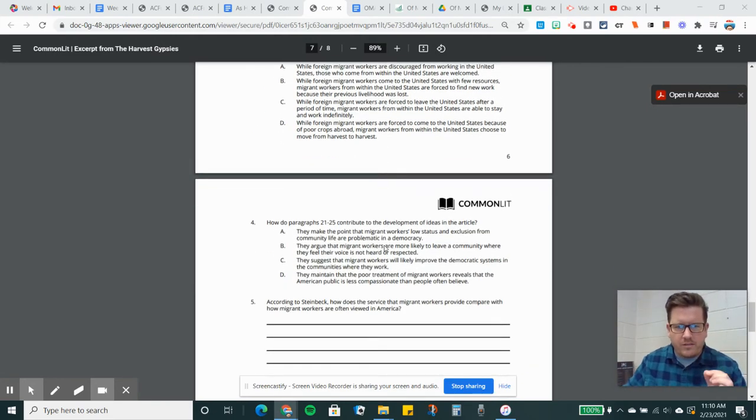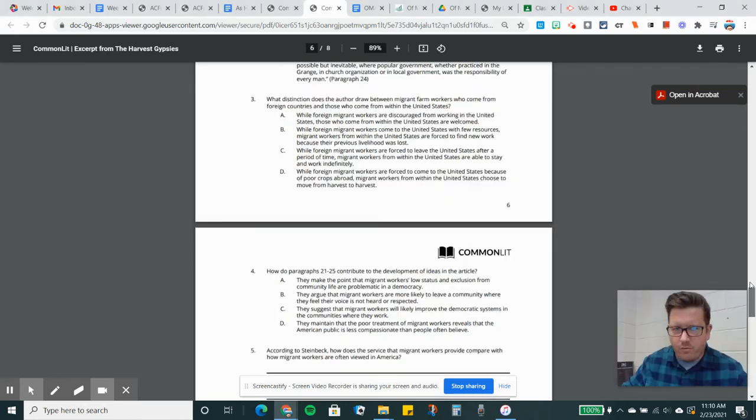All right, number four, go back to paragraphs 21 and 25, and we're going to consider how they develop the ideas in the article. So this kind of gets back to theme. What is his purpose of the article? He kind of starts by describing, I guess, the importance of migrant workers in the state of California. Then he starts looking more closely at what foreign migrant workers have gone through, how they are treated or viewed by society. He then shifts to his discussion of the differences between migrant workers from America and those from outside of the country. And then he kind of starts getting into what those specific people have to go through.